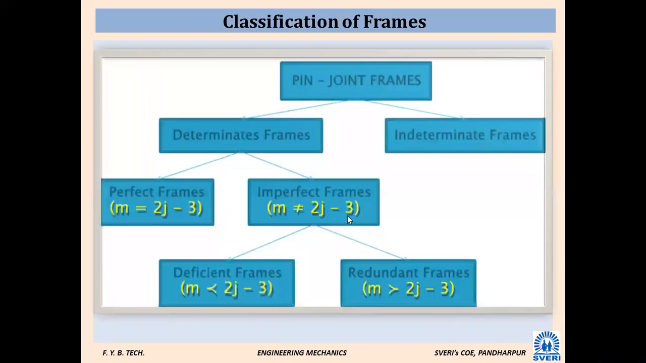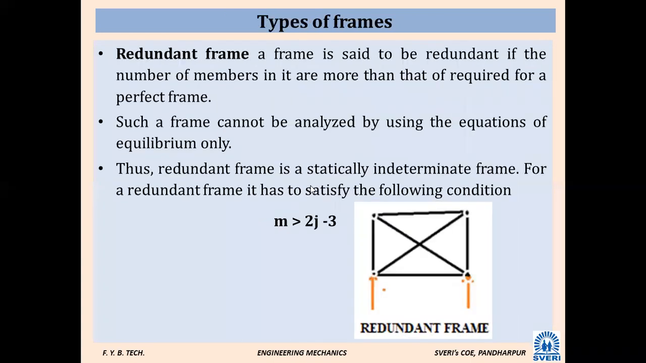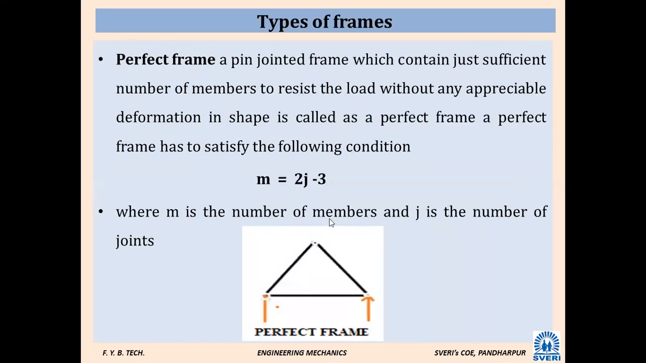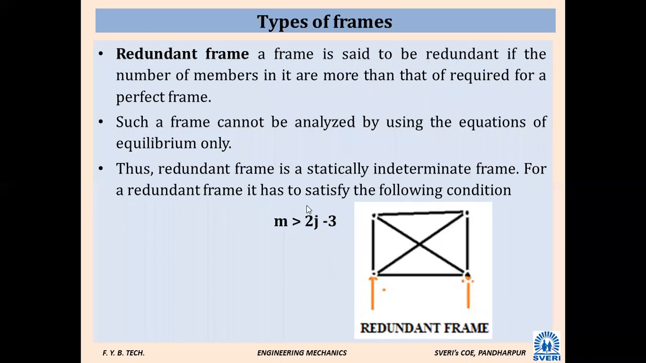Okay. So this one you have to write, classification of frames and all the things, whatever there is in this classification. The same thing is there in the words: perfect frame, deficient frame, redundant frame. In a redundant frame, the number of members is more than 2j minus 3. In a perfect frame, m is equal to 2j minus 3. In a deficient frame, m is less than 2j minus 3. Is this clear? Yes, sir.